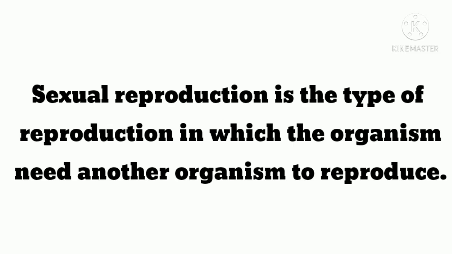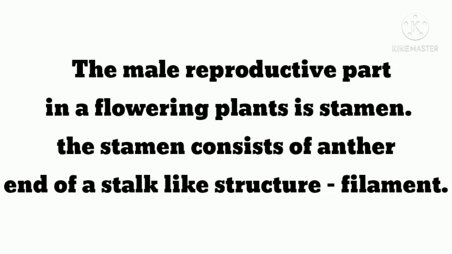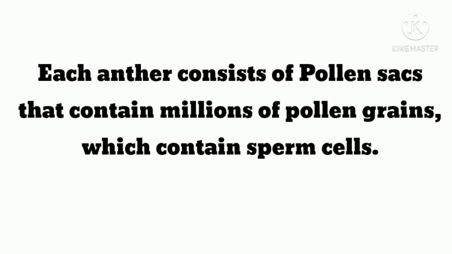As we all know, sexual reproduction is a type of reproduction in which the organism needs another individual organism to reproduce. In today's video, we are going to discuss flowering plants. Now, the male reproductive part in the flowering plant is the stamen. The stamen consists of the anther and a stalk-like structure called the filament. Each anther also consists of pollen sacs that contain millions of pollen grains which contain sperm cells.